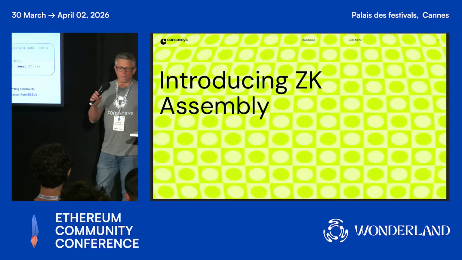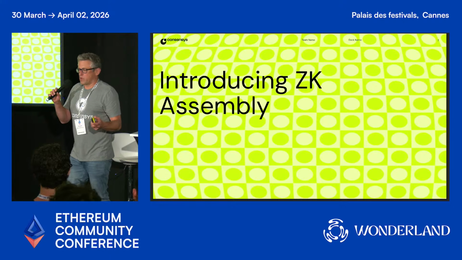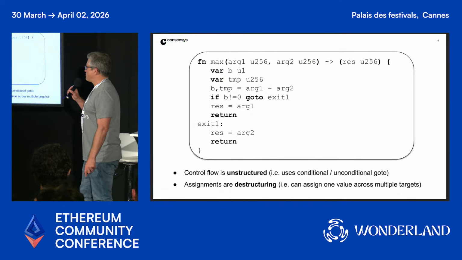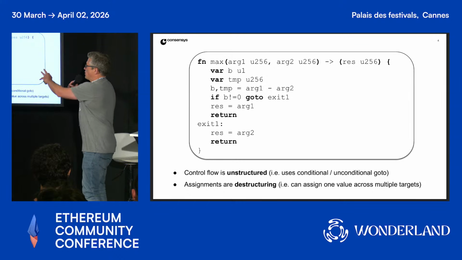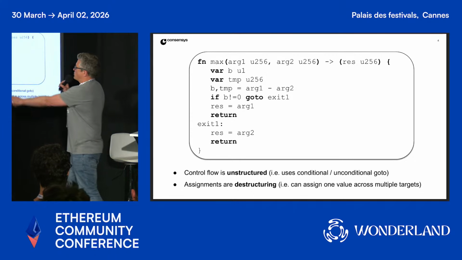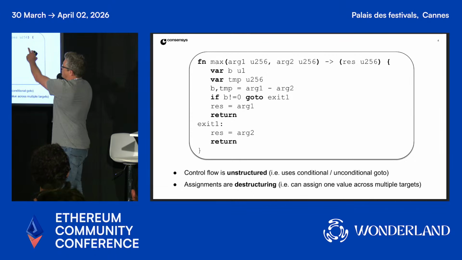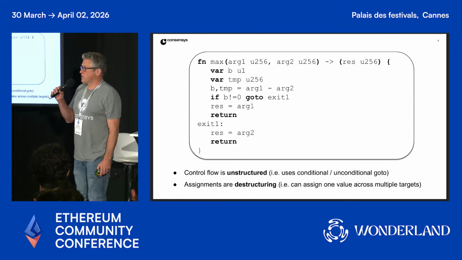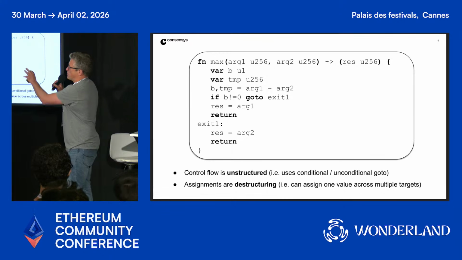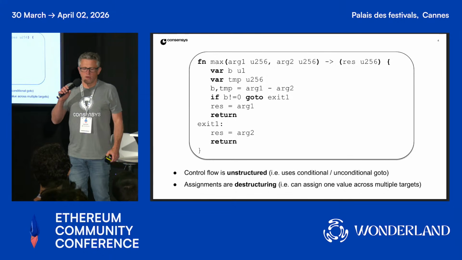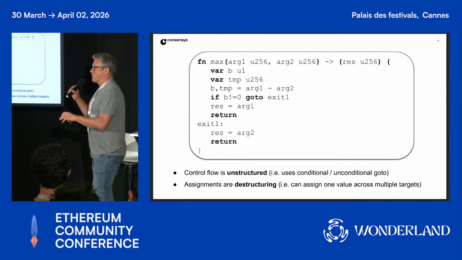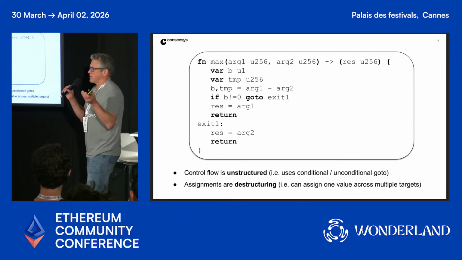Okay, so the idea that we came up with was zk assembly. This is a small example trying to illustrate zk assembly. It's a max function over 256-bit arguments producing a 256-bit result. There are a whole bunch of things about this, but the first thing, obviously, is that we've got 256-bit arguments. So you're immediately asking the question, I hope, how do you fit 256 bits into your field? That's a key question.